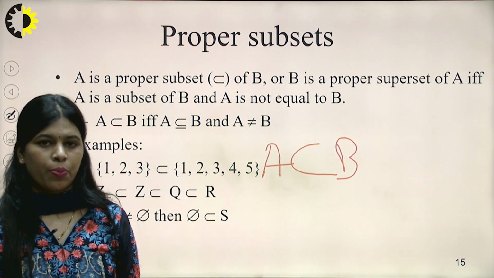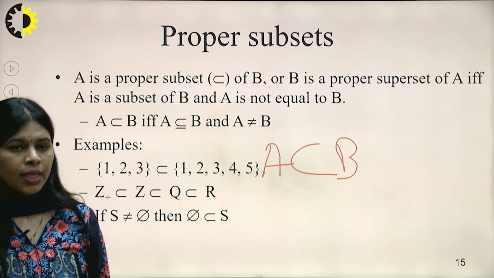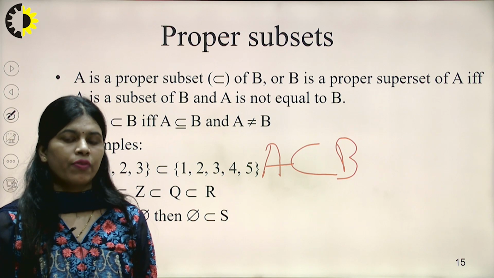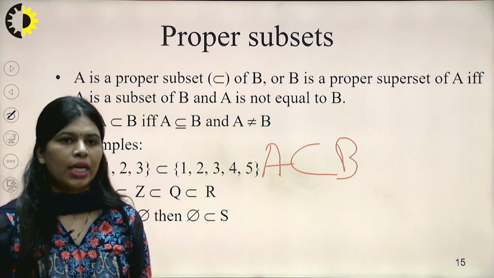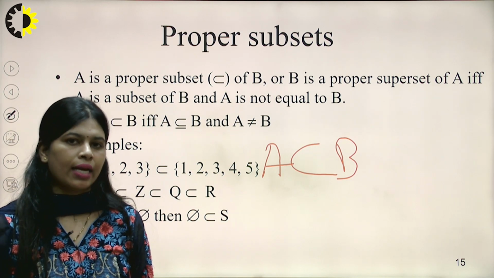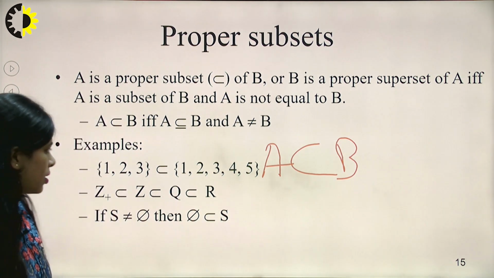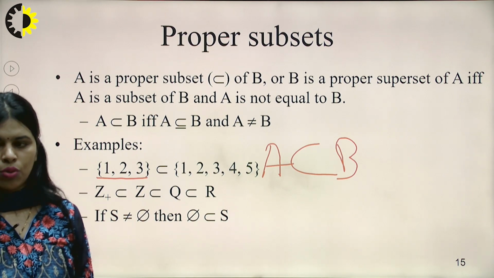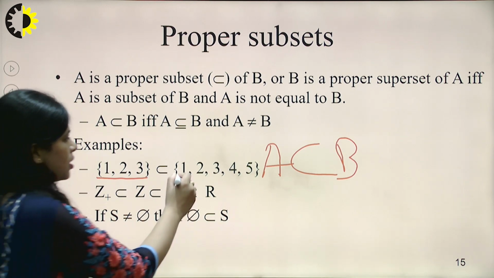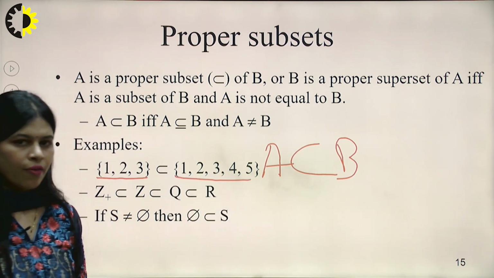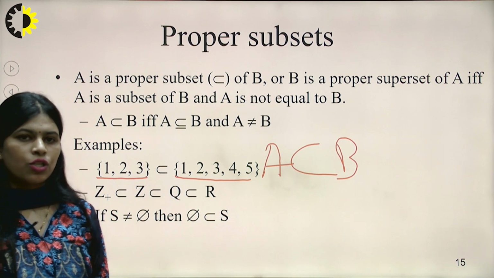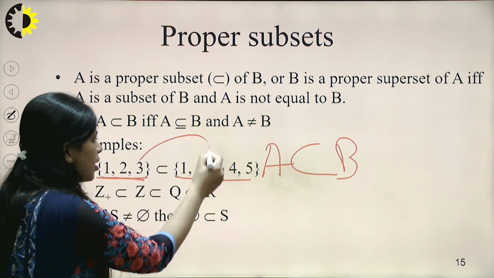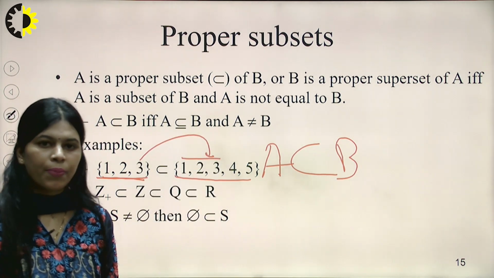A is a proper subset of B, or B is a proper superset of A, if and only if A is a subset of B and A is not equal to B. Means if I am taking an example, set A consists of 1, 2, 3 and B consists of 1, 2, 3, 4, 5. The first condition follows that all the elements of A should be presented in B.